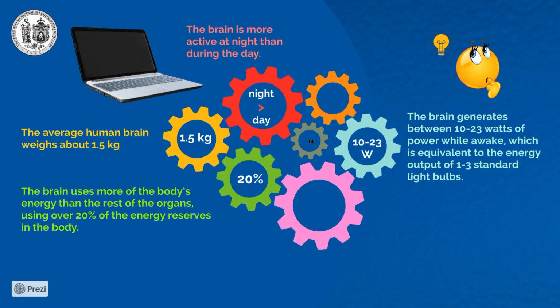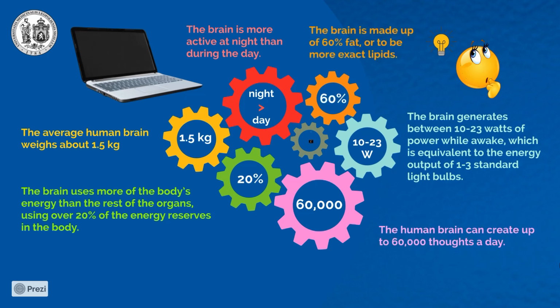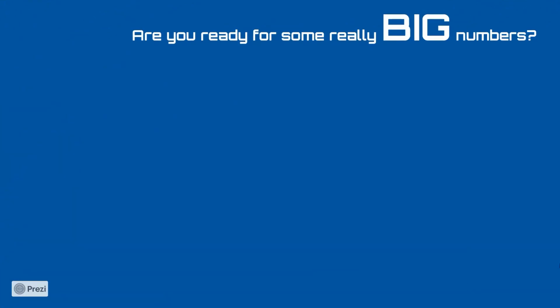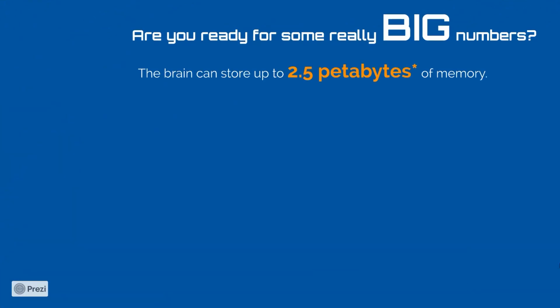Such pictures are not just a simple analogy. The human brain can create up to 60,000 thoughts a day. The brain is made up of 60% fat, or to be more exact, lipids. Are you ready for some really big numbers? The brain can store up to 2.5 petabytes of memory.